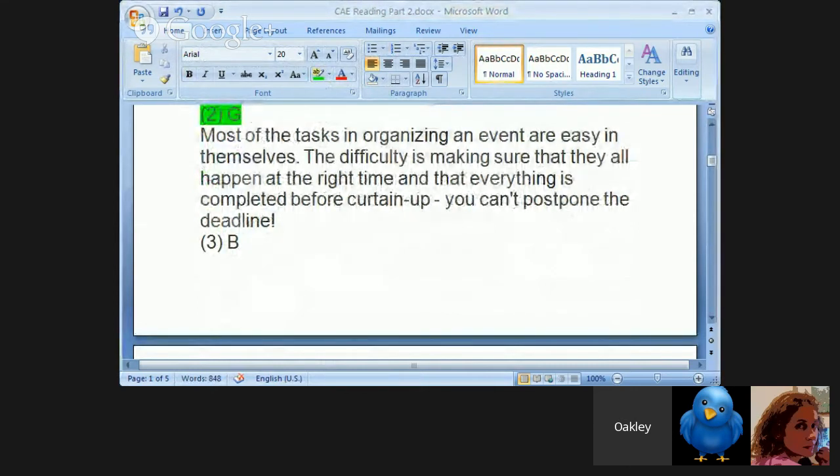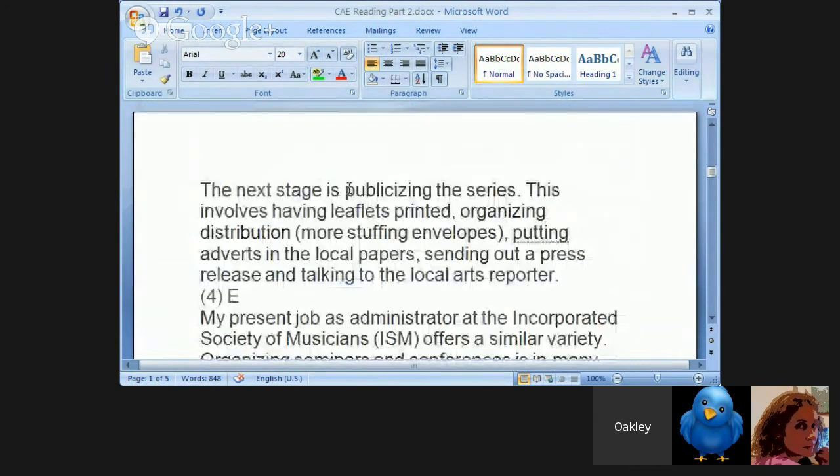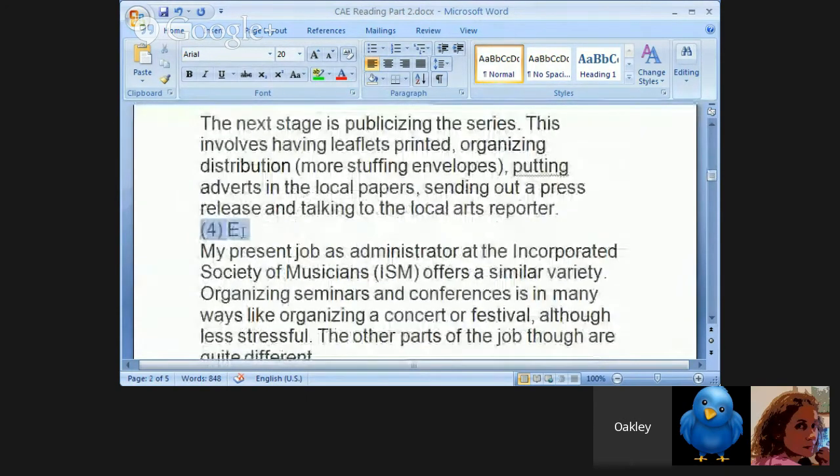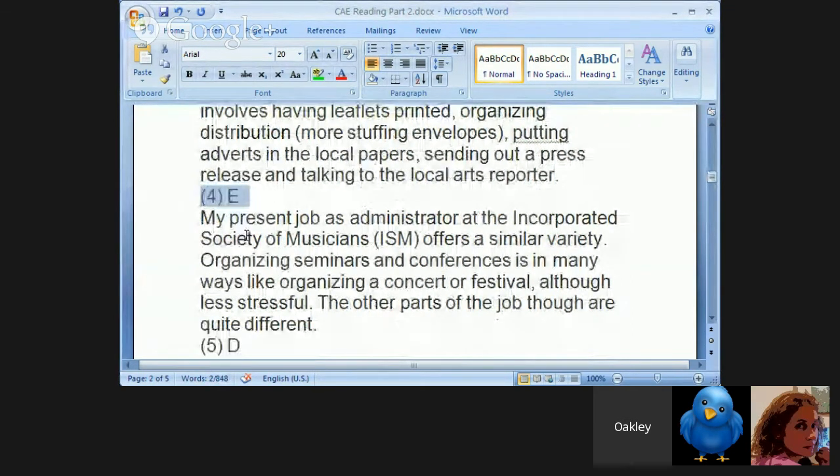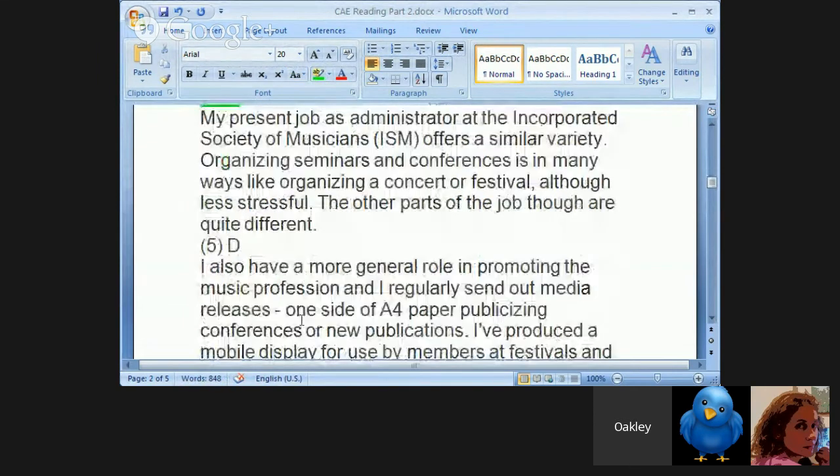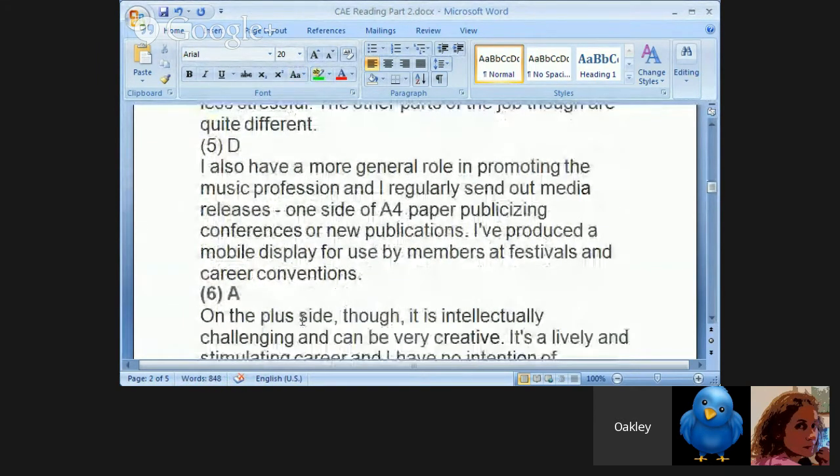3, we have B. Do you think it's correct? 3B. In fact, it is correct. Okay. 4E. This one you have problems with. Do you think it's correct? It is correct. Okay. And 5D is in fact correct, which leaves 6A, which was obviously correct.